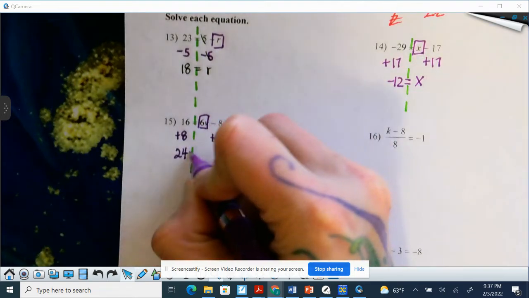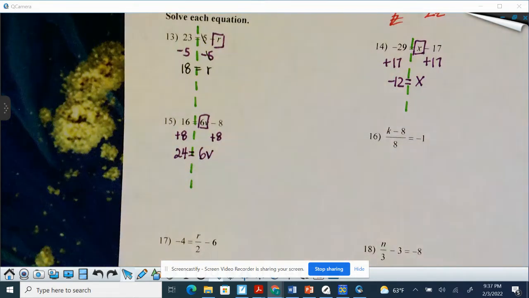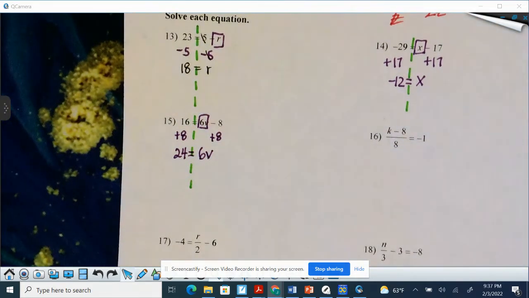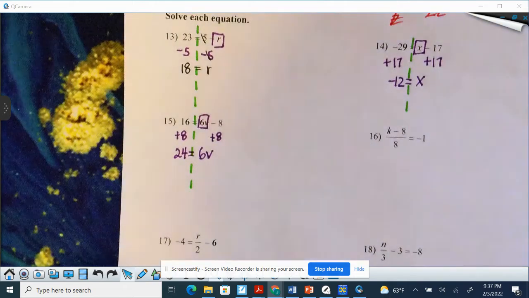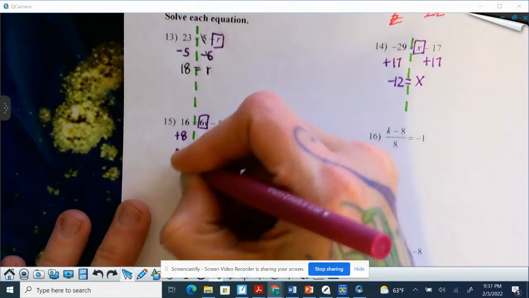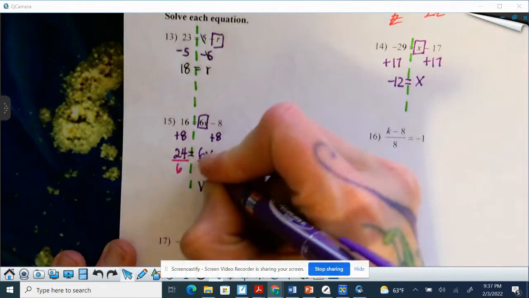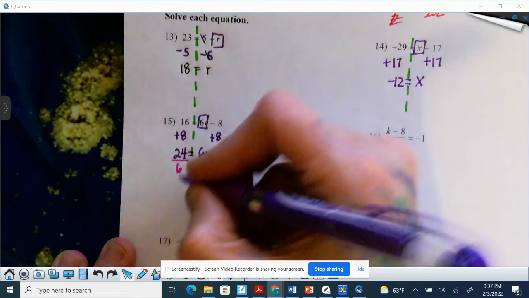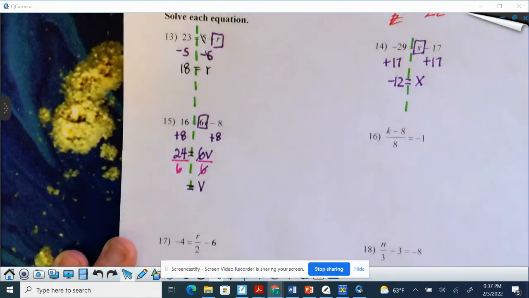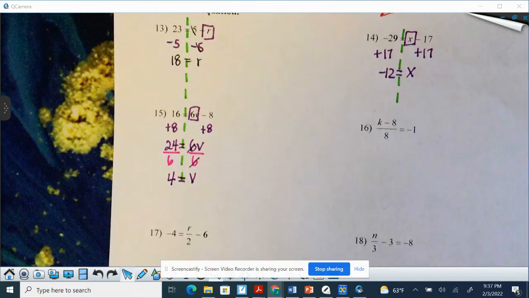24 equals 6v. Now, is v by itself? Not yet. So now it looks just like the first problems we did in the first video. 6 times v. What's the inverse of multiplication? That's right, division. So we're going to divide both sides by 6. And then we're going to have v, because these cancel out, or they make a 1, and remember the 1's imaginary, equals 24 divided by 6, which is going to be that positive 4. And v is now by itself.